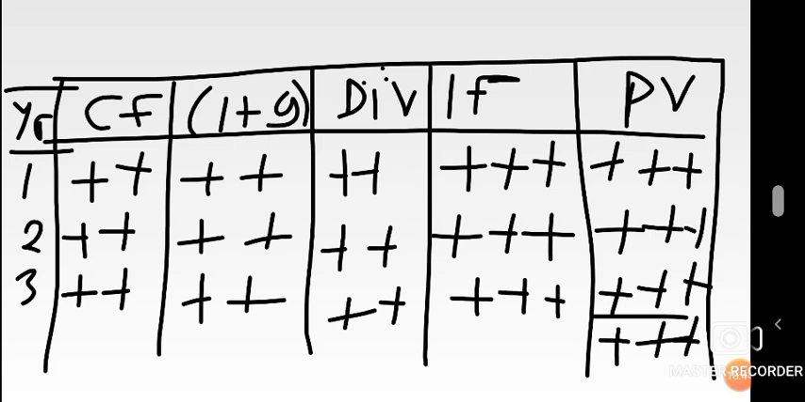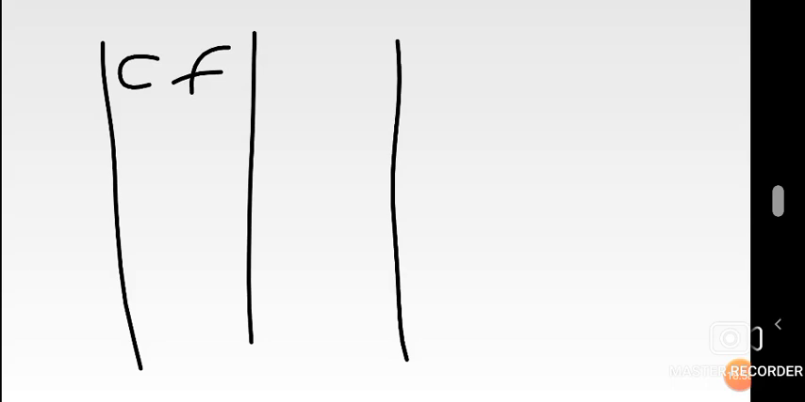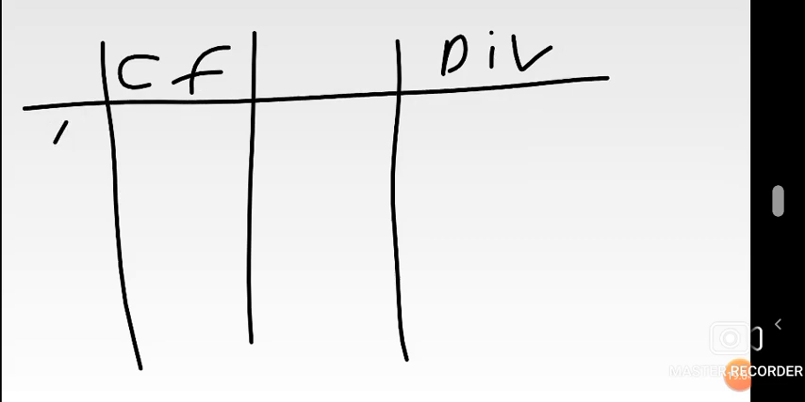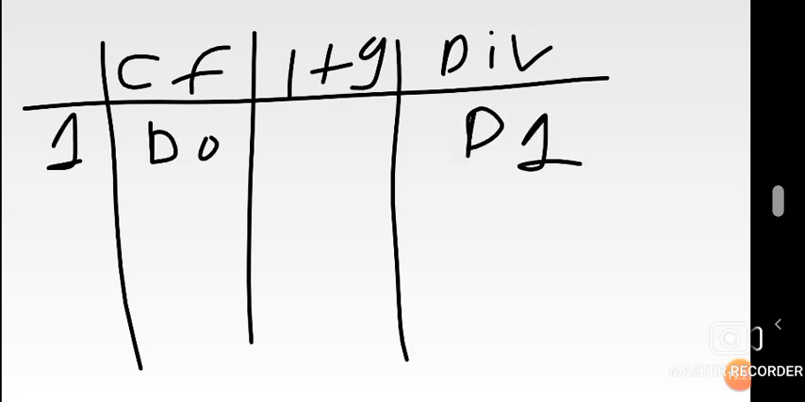Let me just draw a rough table here, just for you to grasp the concept. I was saying what usually goes here at A1 is your D0. Here there is what? 1 plus G in this column. What you're doing is multiplying D0 by 1 plus G. If you rewind this video, you find that when we do that, we're actually changing to D1. And D1 comes here.